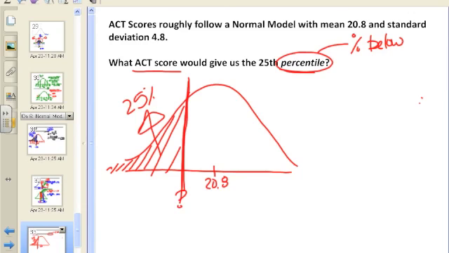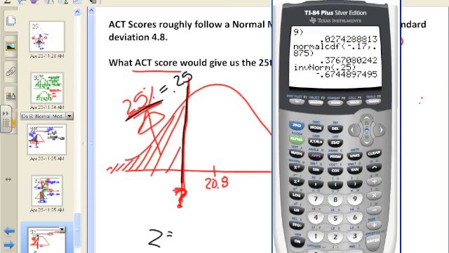Well, I know that there's 25% below, but I don't know what ACT score that is. I hope you're seeing why I would call these backwards problems. Usually I give you a number in this spot, and we're looking for the percent. Now we're going the other way. I have a percent. I'm looking for this mystery number. Well, fortunately, our calculator can help us out. Our calculator is really, really smart. If we give it the percentile as a decimal, it will give us the z-score for that cutoff. Pretty cool.